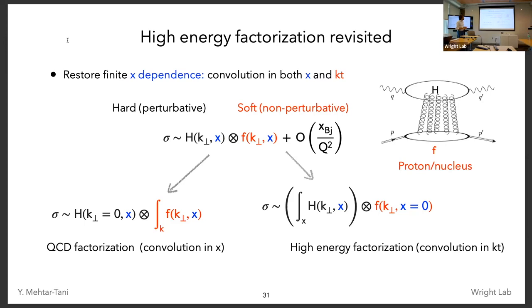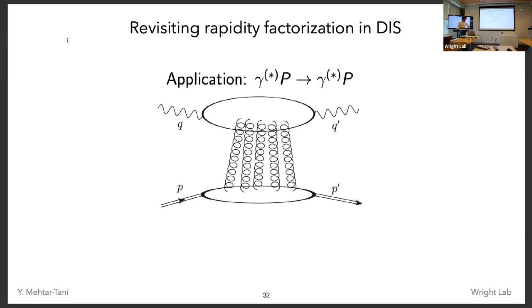Here, setting x equal to 0 in the distribution, you can integrate over x, you can integrate over the hard matrix element, and then you get back the high energy factorization. So you would have this kind of overarching factorization of this object here. In the next, I guess, 10 minutes or so, let me just show that. This is the idea. I'm trying not to go into much technical detail, just to present the idea and convey the essence of our approach.